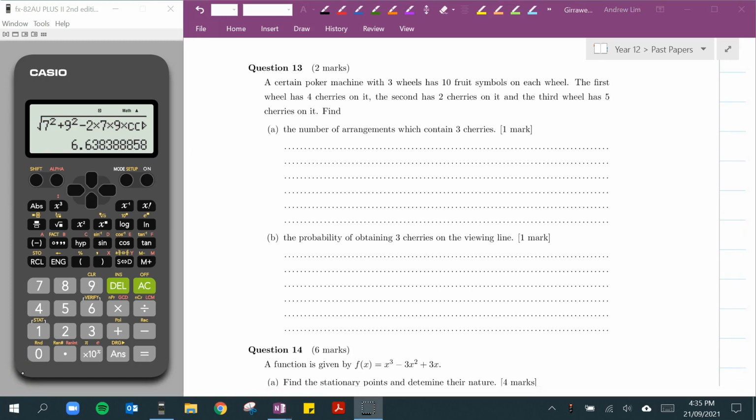Okay, question 13. A certain poker machine with 3 wheels has 10 fruit symbols on each wheel. The first wheel has 4 cherries on it, the second has 2 cherries on it, and the third wheel has 5 cherries on it. Find the number of arrangements which contain 3 cherries. If I'm not mistaken, this should not be in the syllabus, so this should not be in this test.